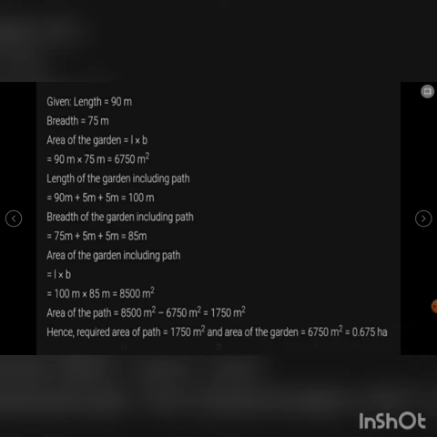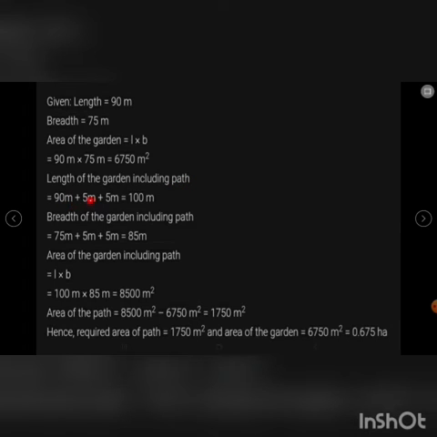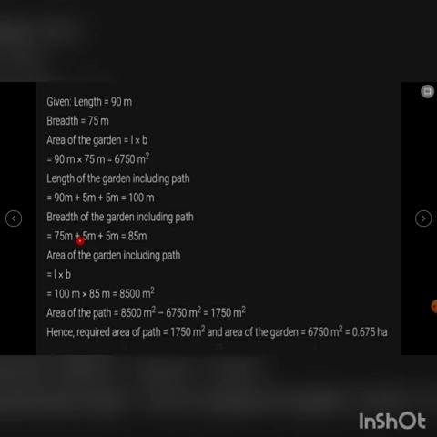The path is not included. Now we can consider the garden along with the path. This much distance is 90 meter. If I add this width and this width, what will be the length of the garden with the path? This width is 5 meter and this width is 5 meter. So what will be the total? 90 plus 5 plus 5. The length of the garden including the path will be 100 meter. Similarly, the breadth also. This much distance is 75. This width is 5, here also 5. So the total breadth will be 75 plus 5 plus 5, 85 meters.